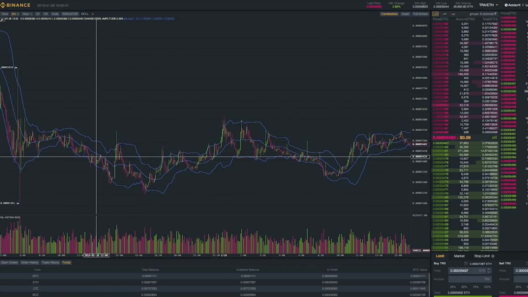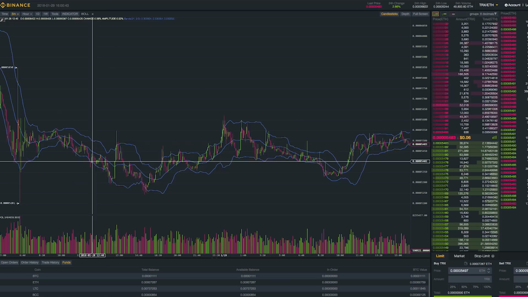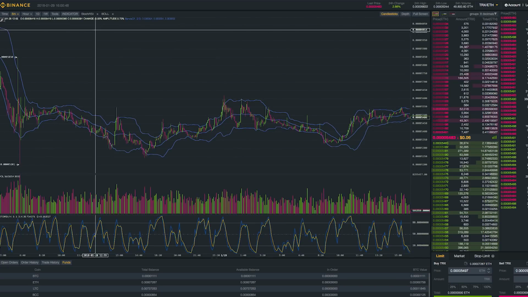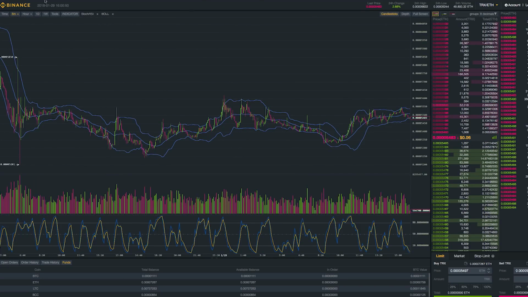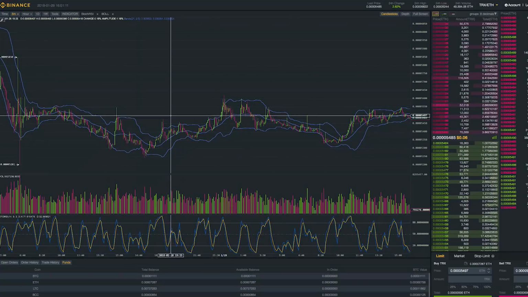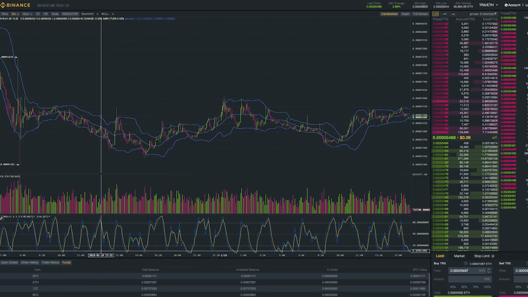So you can see here using these Bollinger Bands, and then we're going to add a second indicator, the Stochastics. The Stochastics is another technical analysis indicator for security trading. The Stochastic Oscillator is a momentum indicator that uses support and resistance levels. Dr. George Lane developed this indicator in the 50s, and the term stochastic refers to the point of a current price in relation to its price range over a period of time.